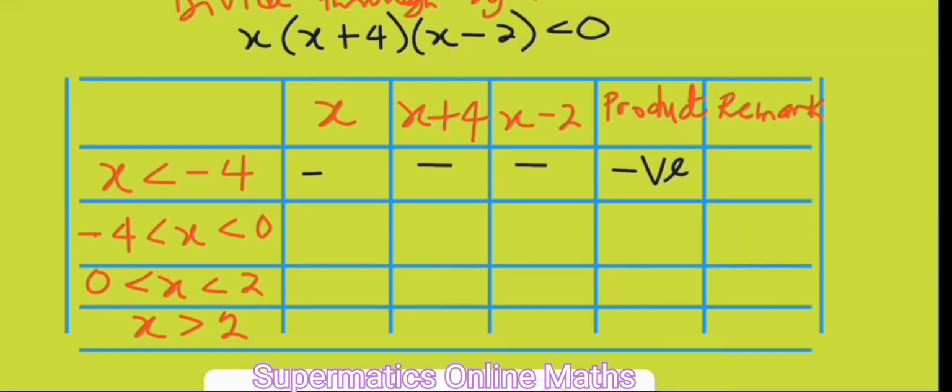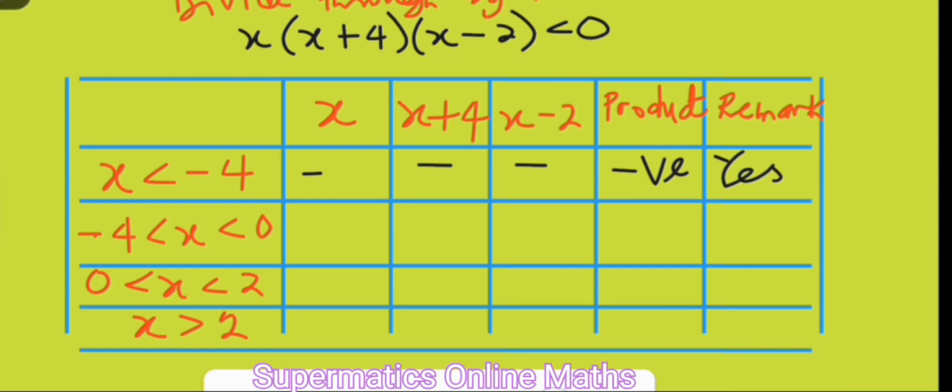What then would be our remark? A look at the inequality says that the product must be less than 0, which means that the product must be negative. And since the product here is negative, when considering x less than minus 4, then it means that x less than minus 4 is a solution. We denote that with a yes.